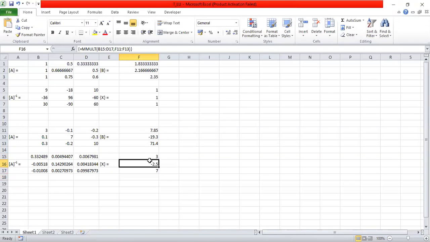If you can remember, this is the x1 we got in the question. This is our x2 we got in the question. And this is our x3 we got in the question. So now we know how to calculate it using Excel.